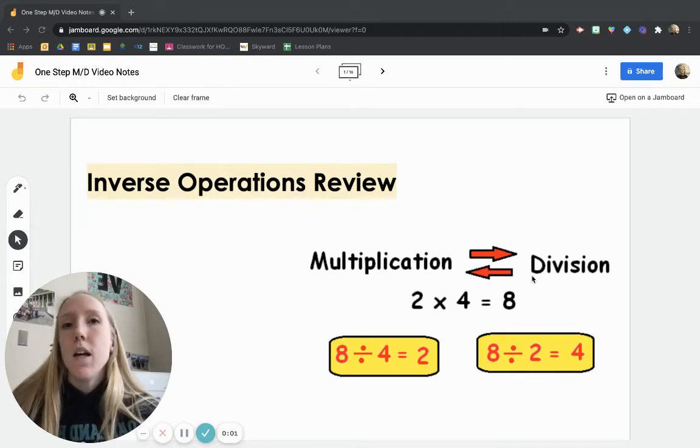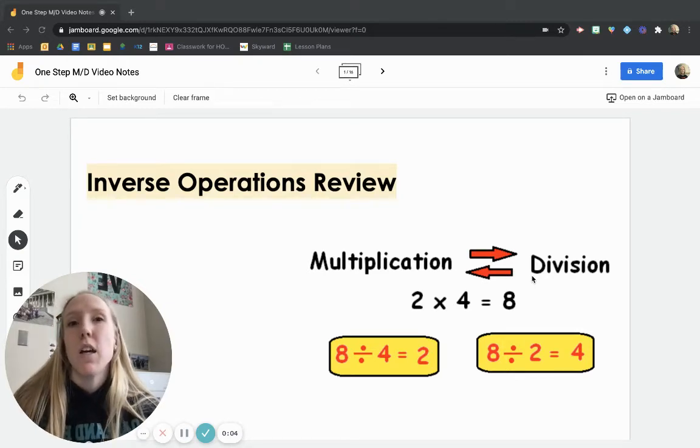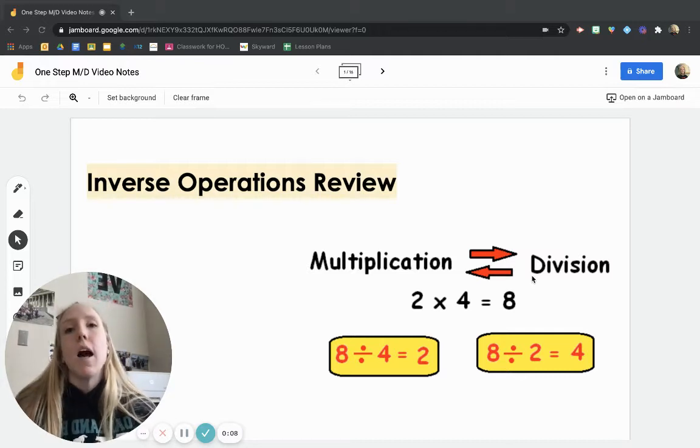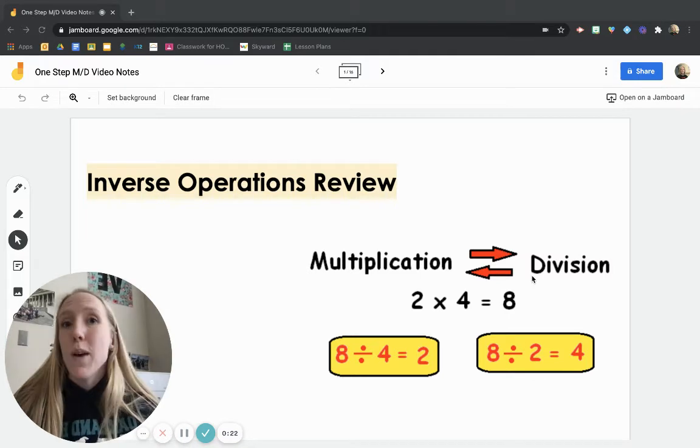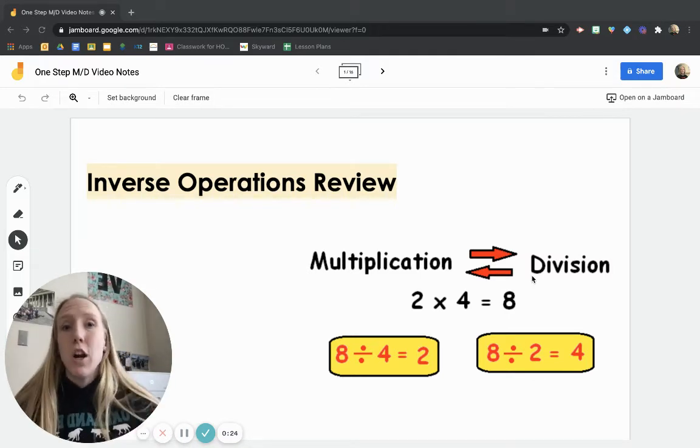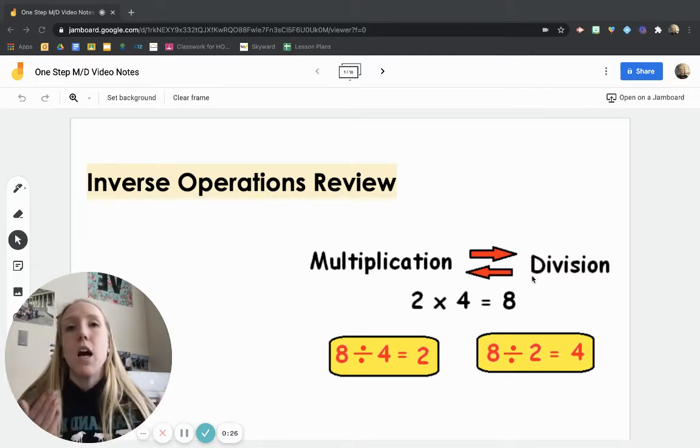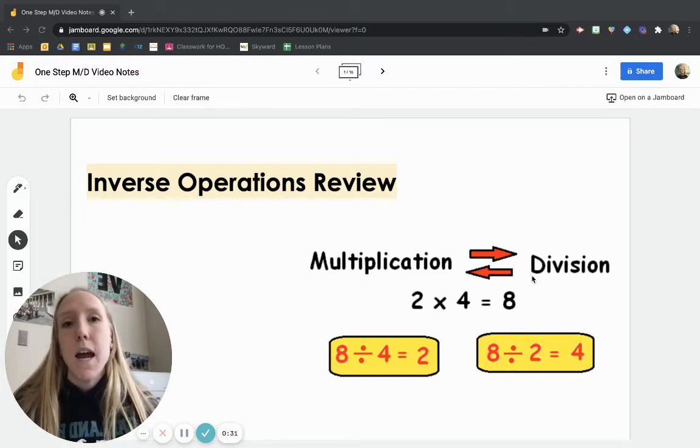Hey everyone. This week we are going to be talking about one-step equations with multiplying and dividing this time. Last week we did adding and subtracting. This week it's going to be multiplying and dividing. So what that means is that we need to remember our inverse operations with multiplication and division, which I'll give you a hint: multiplication and division are each other's inverse operations. They undo each other. So that's what we're going to talk a little bit about and review today, and then you're going to practice on your own.